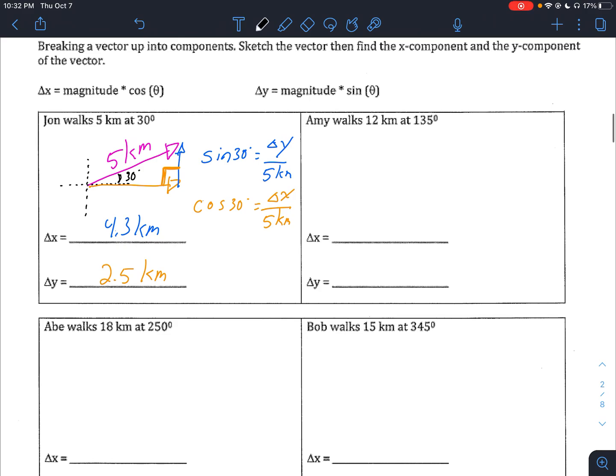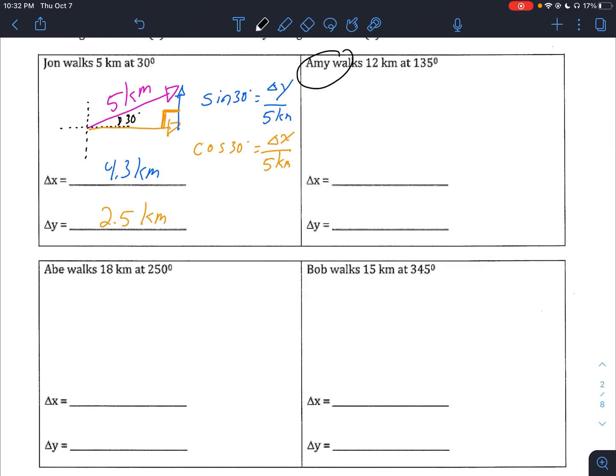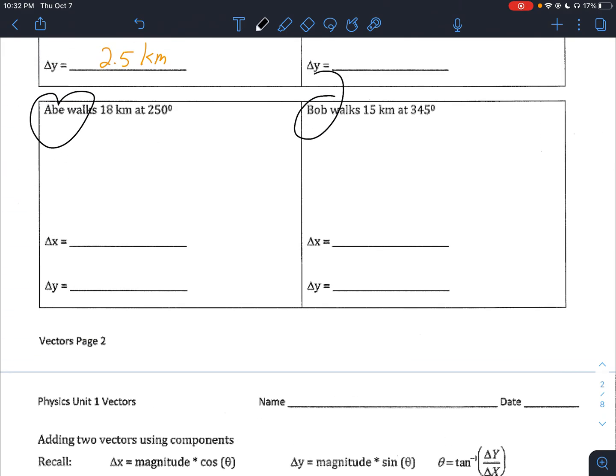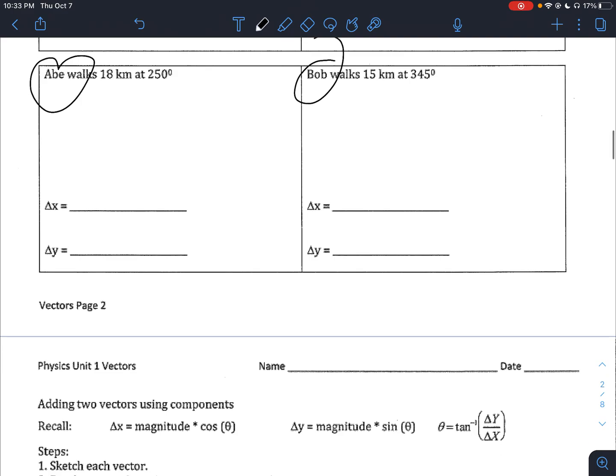So that's the next part, is just breaking up components, or breaking up resultants into components. It's just what we did earlier in reverse. So go ahead and take a walk with Amy, Abe, and Bob. And you can pause the video and then check your answers in Schoology, and then resume the video to find the next section.